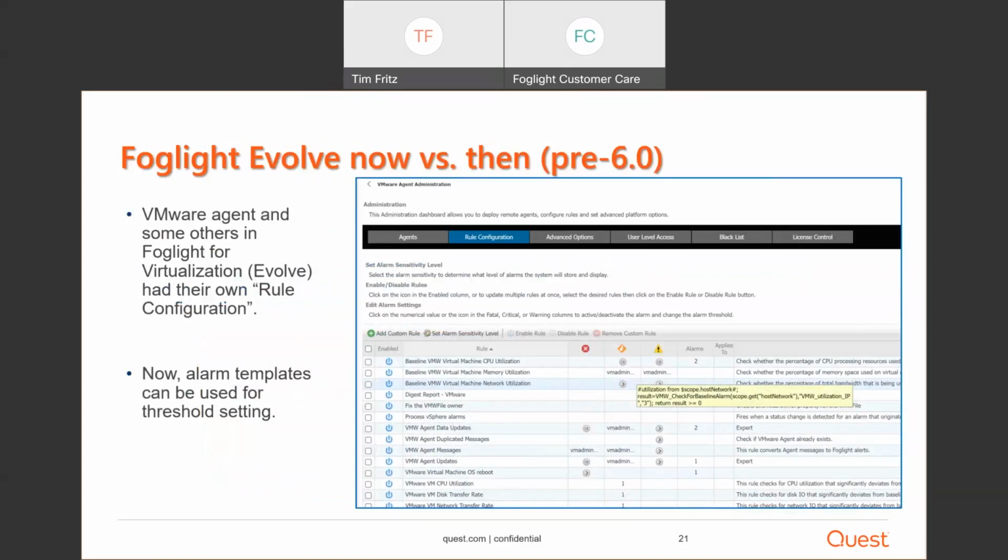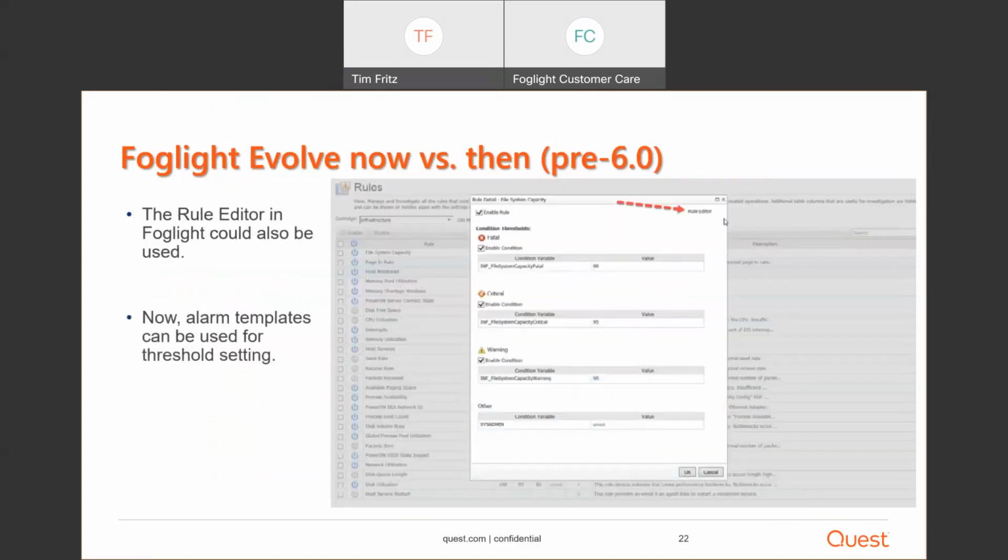All right. Now, Foglight Evolve, we're talking about Foglight for databases and Foglight Evolve. So those of you who are using Foglight Evolve, the infrastructure and cloud management parts of Foglight, here's the example I mentioned earlier. VMware agents had a rule condition, or still do, rule configuration tab. That's where you could set up threshold settings before. Okay. But the rule editor came into play a lot of times as well.